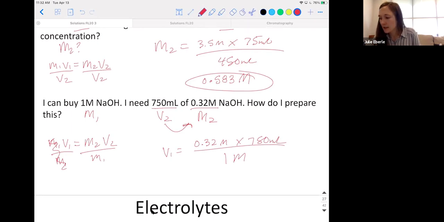Okay, Danielle got 240. All right, 240 milliliters. And it's milliliters, right? Because that's what the units on your other volume are. So there's no way this could be liters. It's got to match. So how would you prepare this? You would take 240 milliliters of your 1 molar sodium hydroxide, and then you would add solvent and dilute it until you have 750 milliliters. And then you would know, okay, now my concentration is the 0.32 molar.